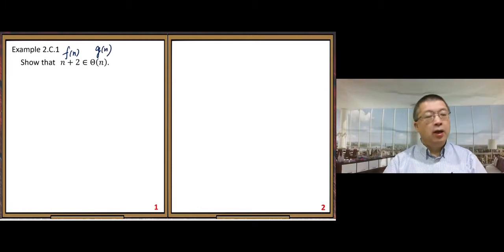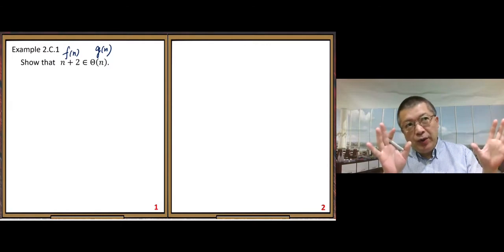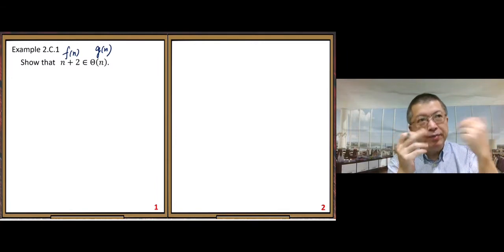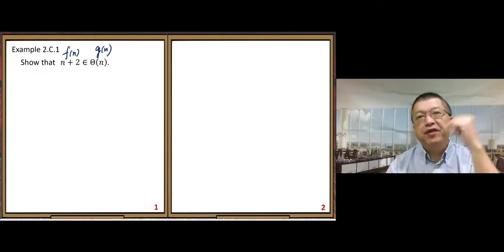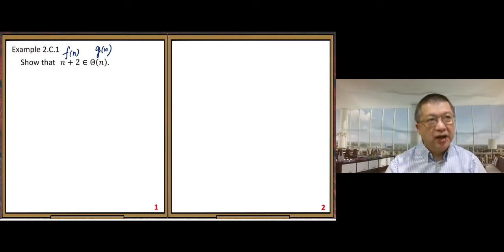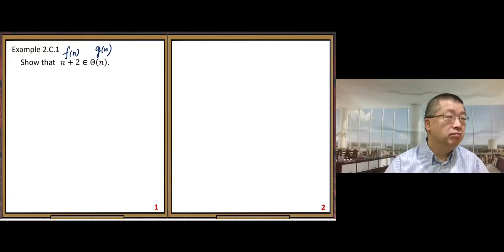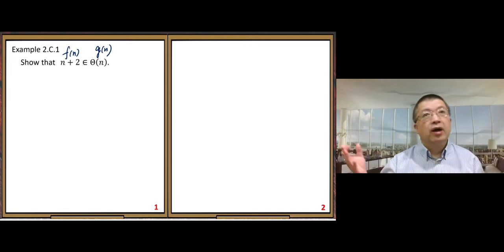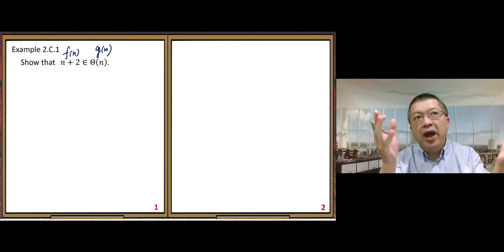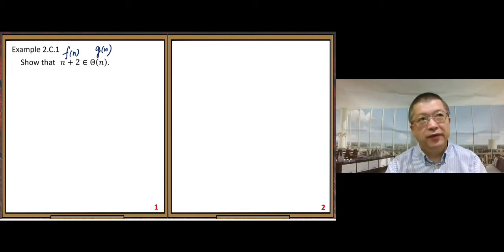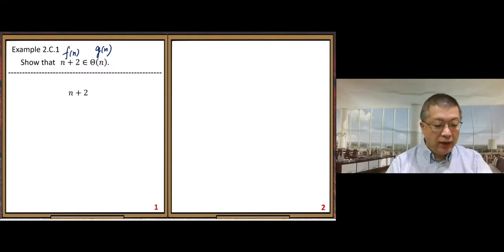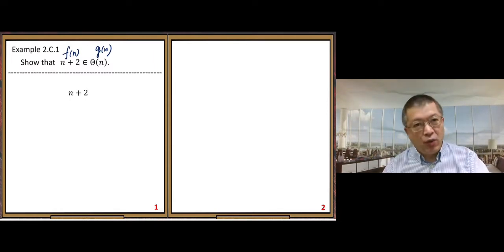So when we show the proof here, we can use two methods. The first way, based directly on the definition. Second, we just take the limit, because for the asymptotic notation big theta, there is a limit way to describe it. That way is also very easy, so we can also use that. Let's look at the definition way first.